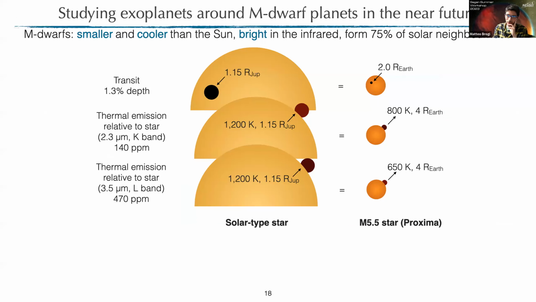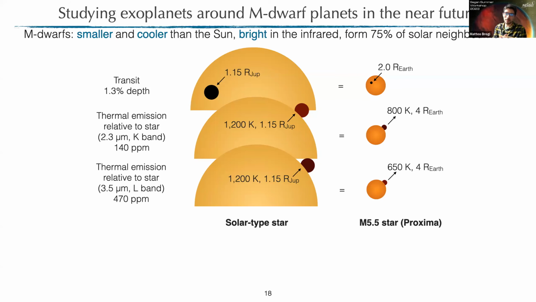Okay, where do we go from here? I just wanted to give you a little bit of perspective. It is definitely the case that we will move towards those planets around M-dwarf stars, not only because these are the most common stars in the neighborhood, but also because being smaller and cooler than the sun, it means that in comparison to the exoplanet signal, all the contrasts are enhanced. So for instance, if you can detect a transit of a Jupiter-sized planet around a solar-type star, you can detect a 2 Earth radii planet around an M5 star.